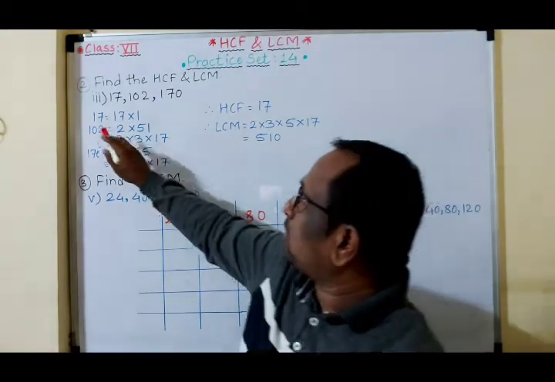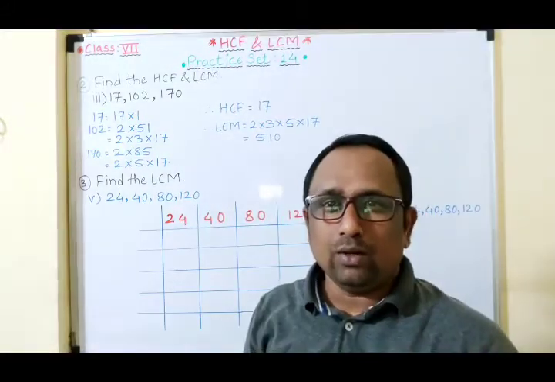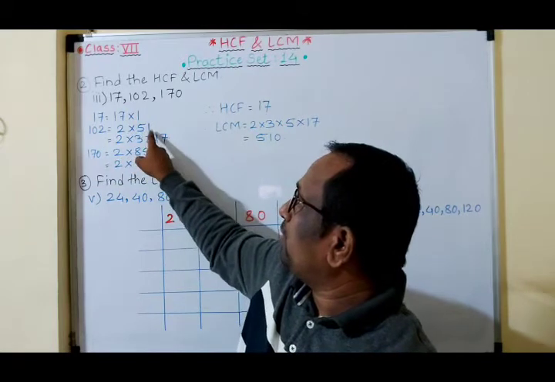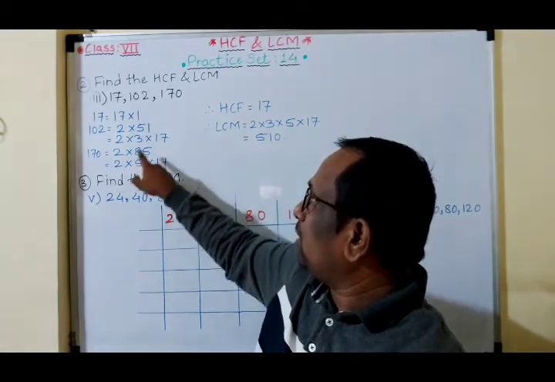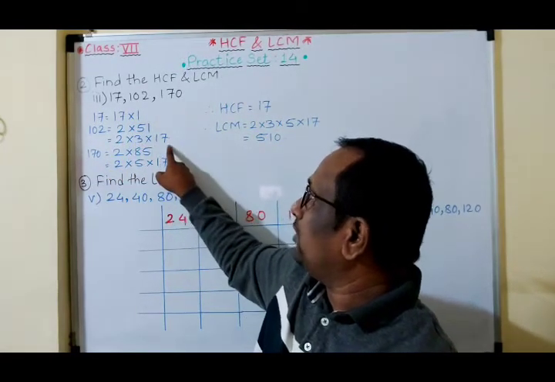Now the factors of 17 are 17 into 1, so 17 only. Then 102 is 2 into 51. The factors of 51 are 17 3s are 51. So the factors of 102 are 2 into 3 into 17.